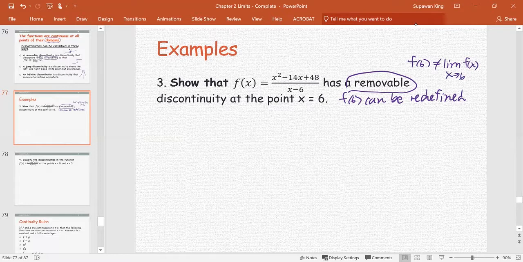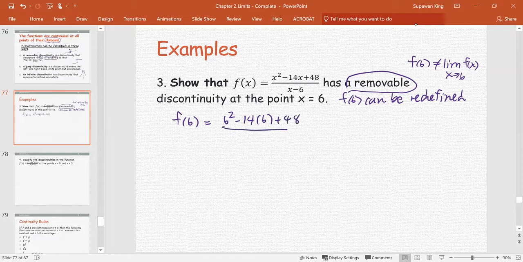Let's start by checking the function value at 6. We can do the direct substitution: 6 squared minus 14 times 6 plus 48, divided by 6 minus 6. As you see, this is undefined.